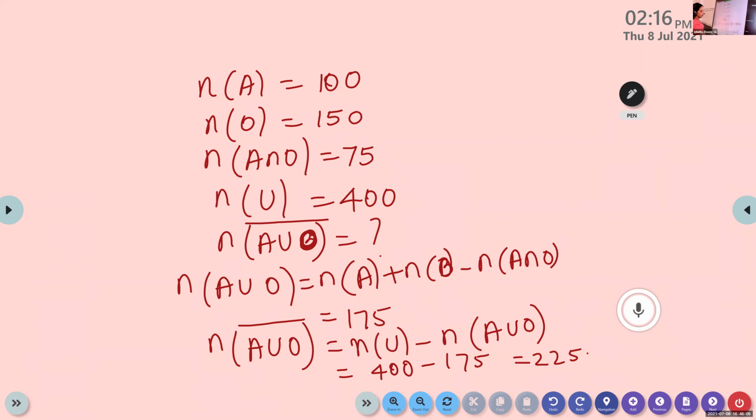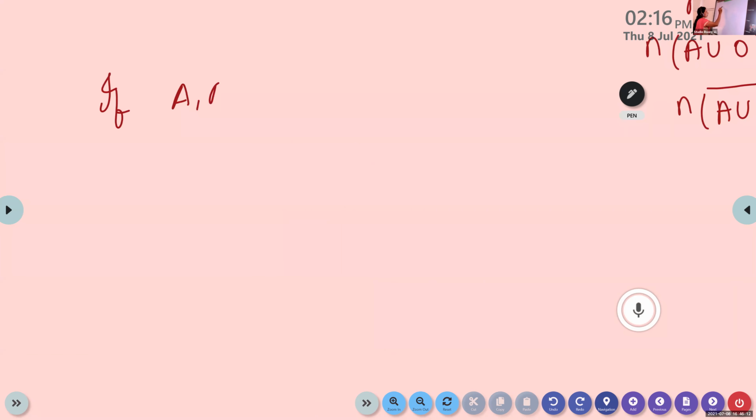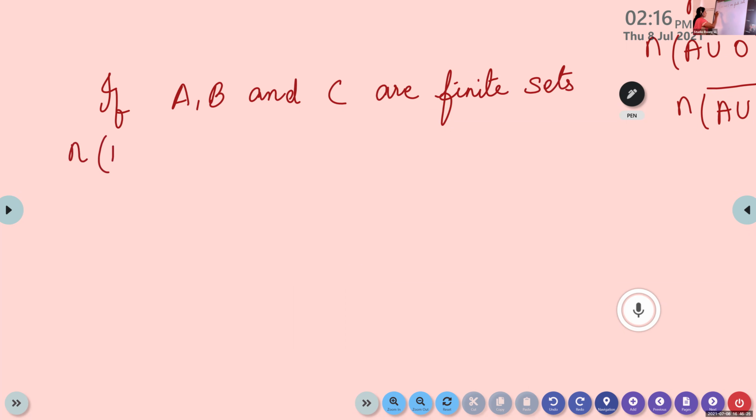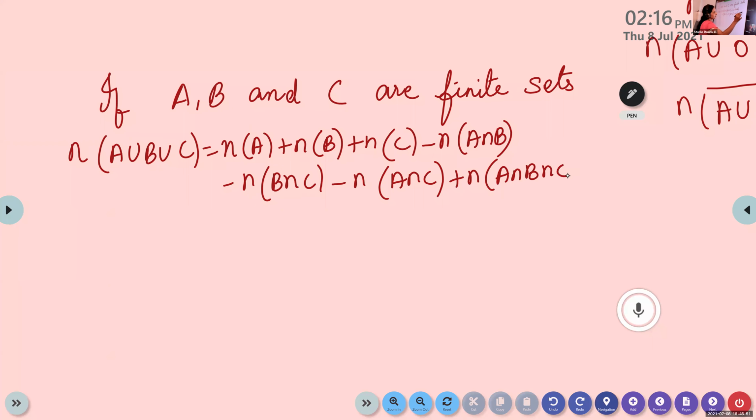Note down the formula. If A, B, and C are finite sets, then N of A union B union C is equal to N of A plus N of B plus N of C minus N of A intersection B minus N of B intersection C minus N of A intersection C plus N of A intersection B intersection C.